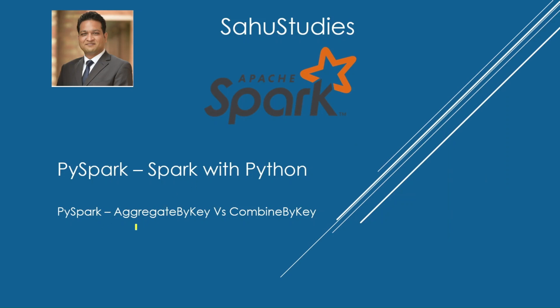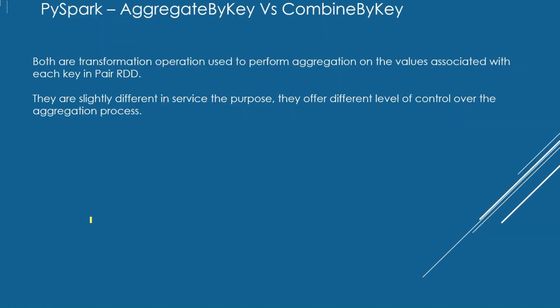In this video, I am going to discuss the difference between aggregate by key and combine by key in PySpark. Both are transformation operations used to perform aggregation on the values associated with each key in the pair RDD. They are slightly different in serving the purpose. They offer different levels of control over the aggregate function.